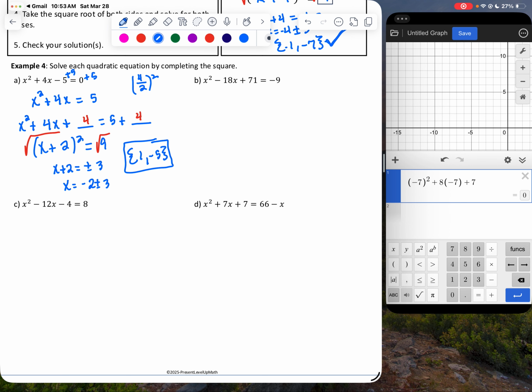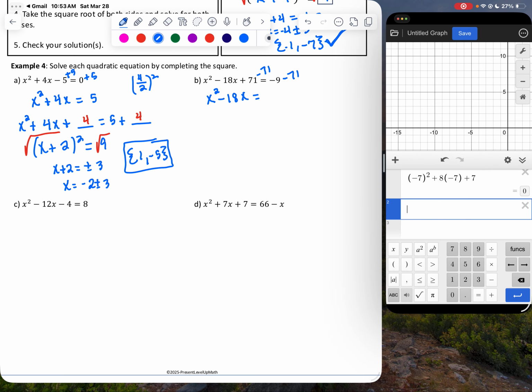All right, problem B. We have x squared minus 18x plus 71 equals negative 9. So I want to start off by subtracting 71 from both sides. So that would leave me x squared minus 18x equals, over here, negative 9 minus 71. Whoops, 71. And that would be negative 80.